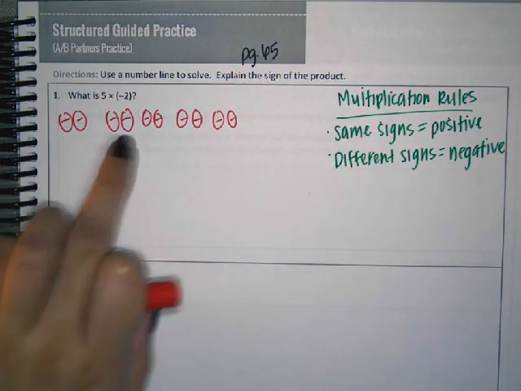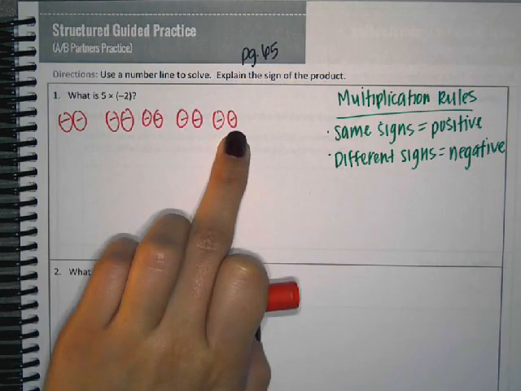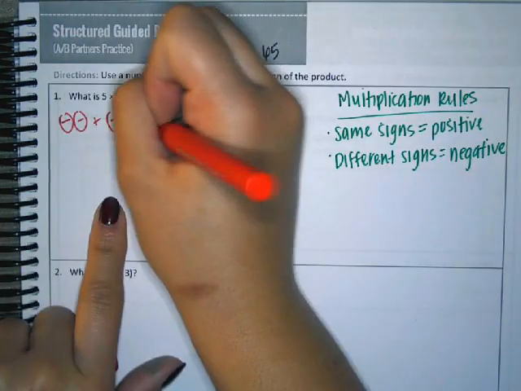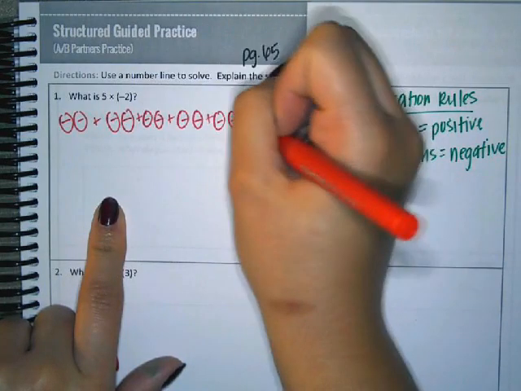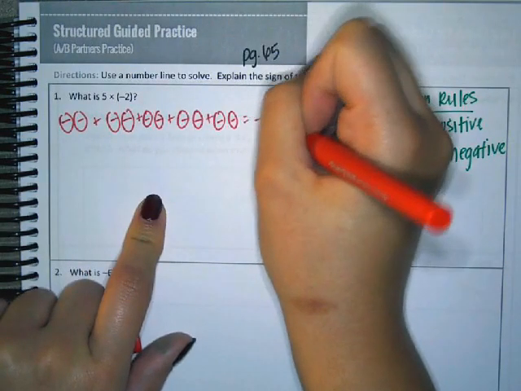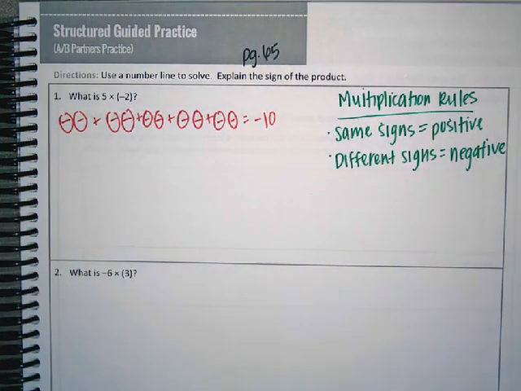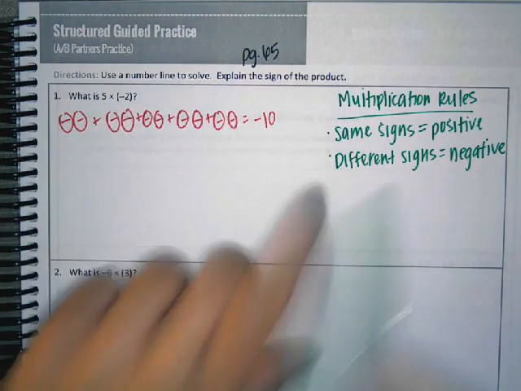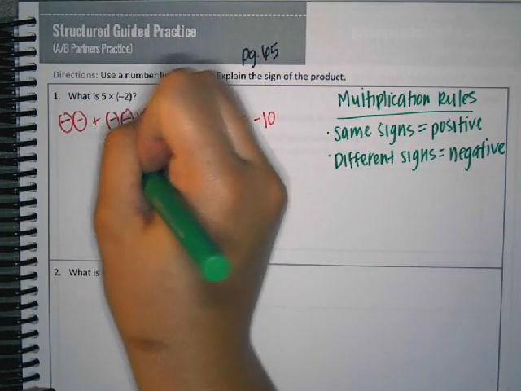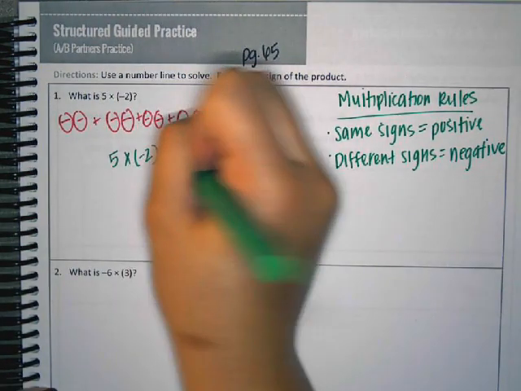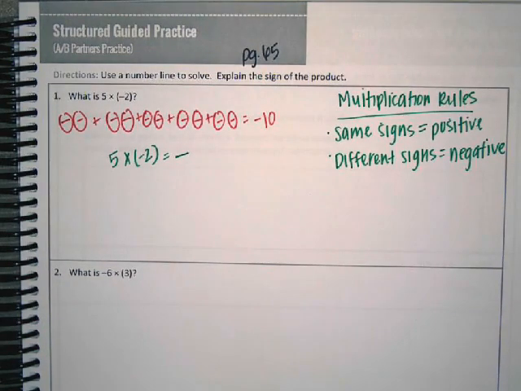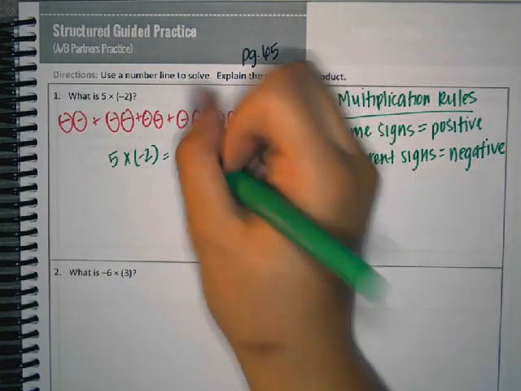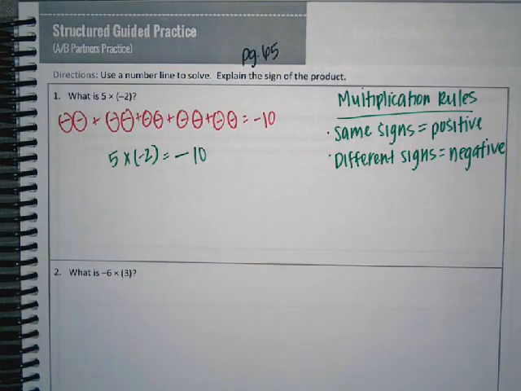There's 2 negatives, 2 negatives, 2 negatives, 2 negatives, and 2 negatives. We have 5 groups. And then you add them together. How many negatives do I have all together? I have 10 negatives, right? Or I could just use my rules. They have 2 different signs, so I know right away 5 times -2 is going to be a negative number. Then all I have to do is times my numbers. 5 times 2 is 10, -10.